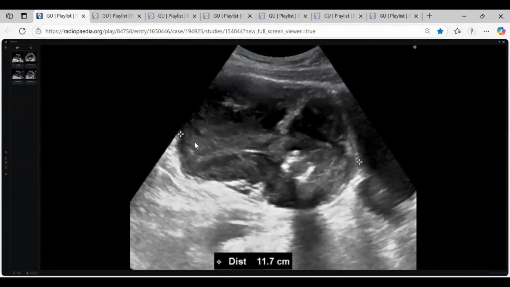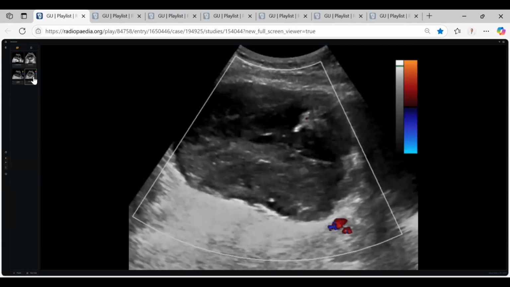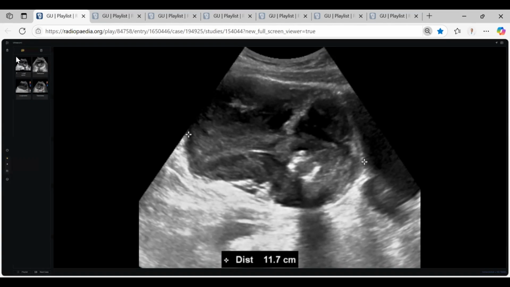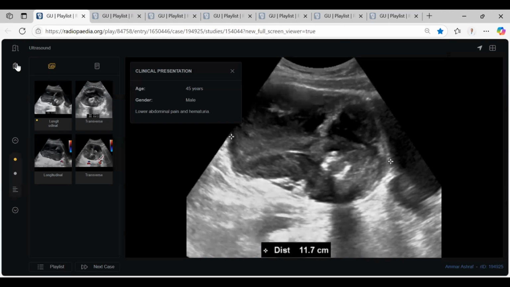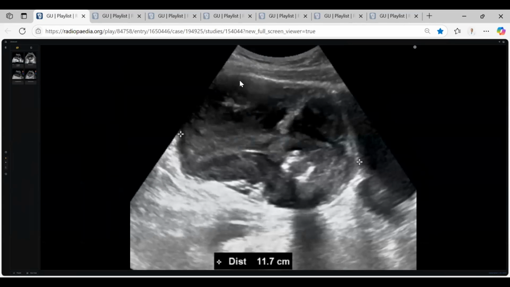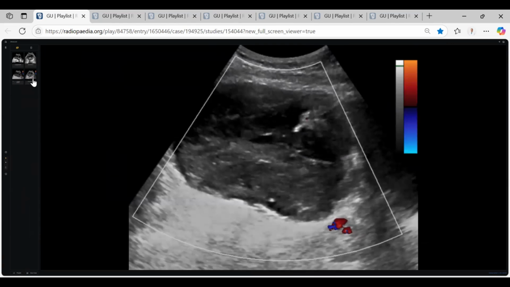Assalamu alaikum, sir. This patient has abdominal pain, and this is an ultrasound. Male patient with abdominal pain and hematuria. Sir, I am provided with ultrasound images, a transverse image.